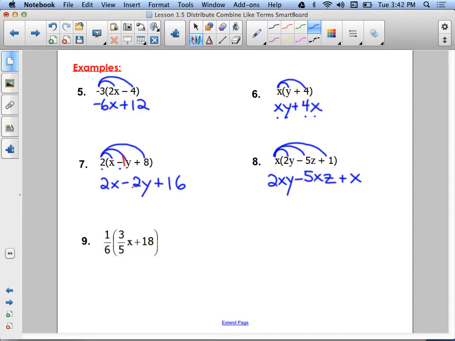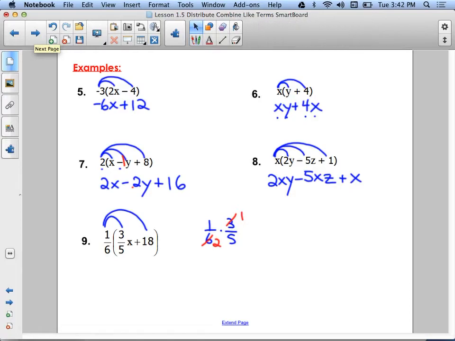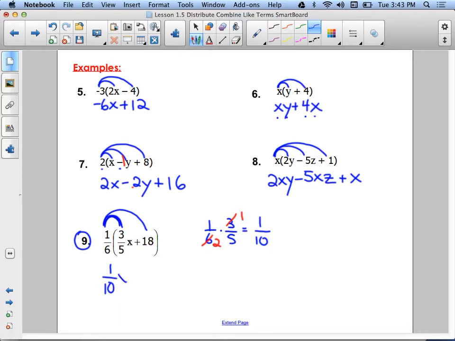It's fine either way. We need to multiply 1/6 times 3/5 x, and we also need to multiply 1/6 times 18. So I'm going to do a little side note over here. 1/6 times 3/5. I'm multiplying those two together. I can cross cancel here and say that's 1 over 2. So when I multiply top times top and bottom times bottom, I'll end up with 1 over 10. So what I have here in number 9, when I multiply 1/6 times 3/5 is 1/10 x.